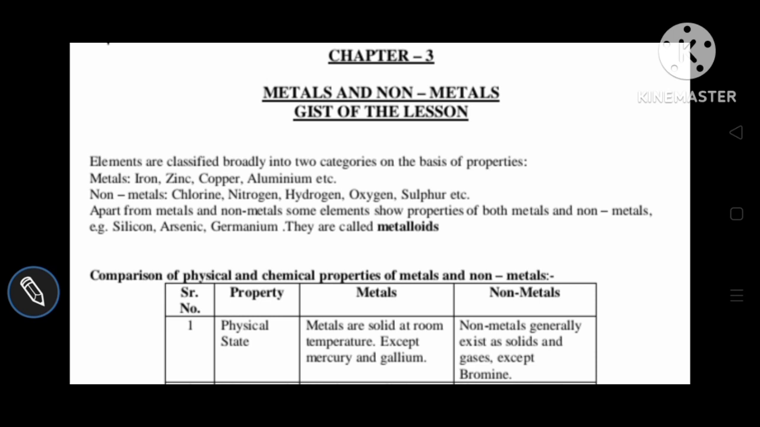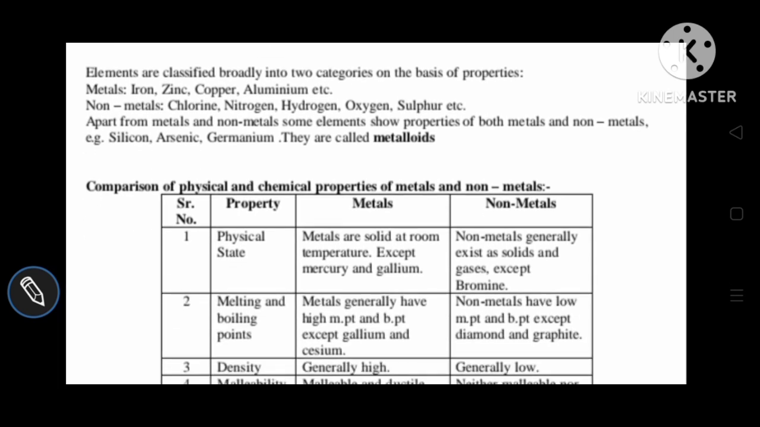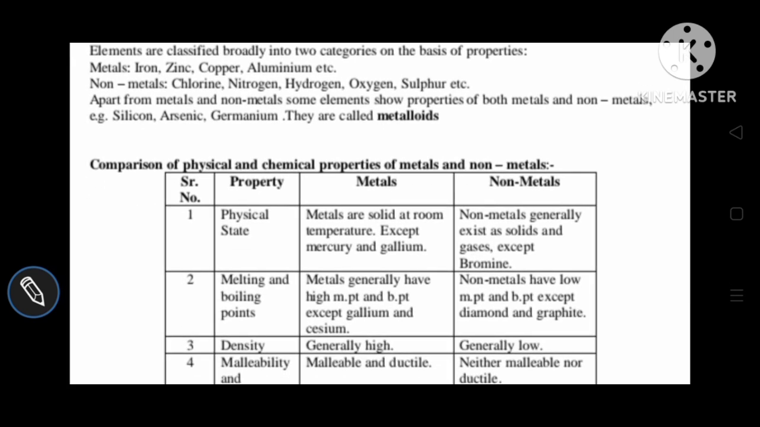Apart from metals and non-metals, there are some elements which show properties of both metals and non-metals. Those are called metalloids, for example germanium, silicon, arsenic, and so on. Starting with a comparison of physical and chemical properties of metals and non-metals.